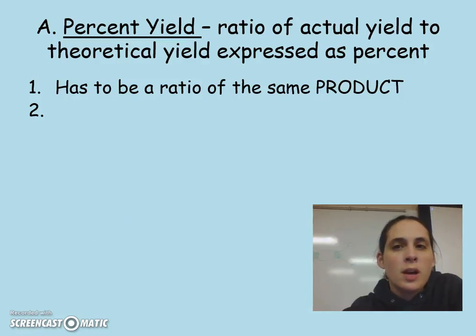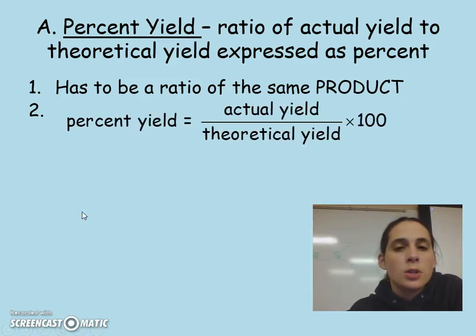Percent yield is the ratio of the actual yield to the theoretical yield expressed as a percent. It has to be a ratio of the exact same product, and here's your equation. It's the actual yield over theoretical yield times 100.